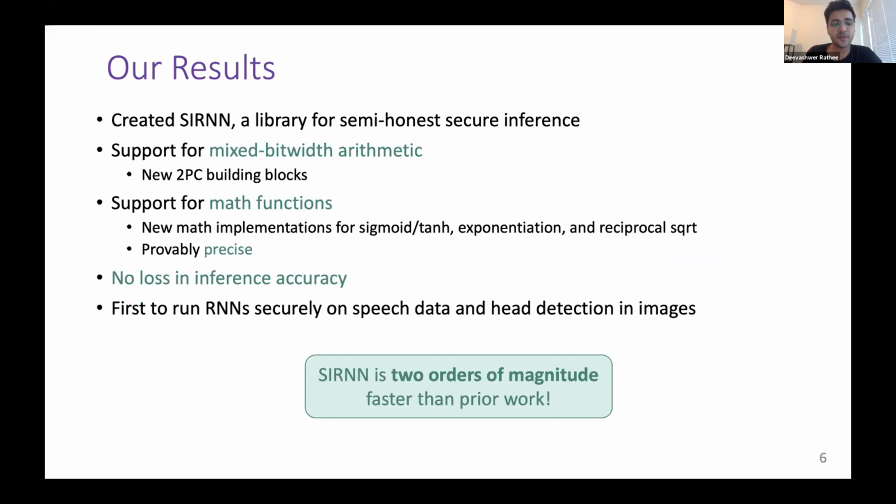And with SIRNN, we are the first ones to run RNNs securely on speech data and perform head detection in images. In the rest of this talk, I'll mainly focus on the new mixed bit width building blocks, which have wide applicability. Then I'll briefly go over the design of our new math implementation. Then finally, I'll present the results on our largest benchmark, which performs head detection in images.